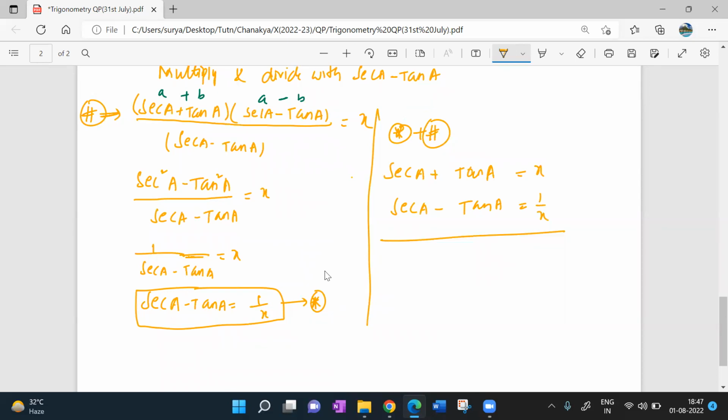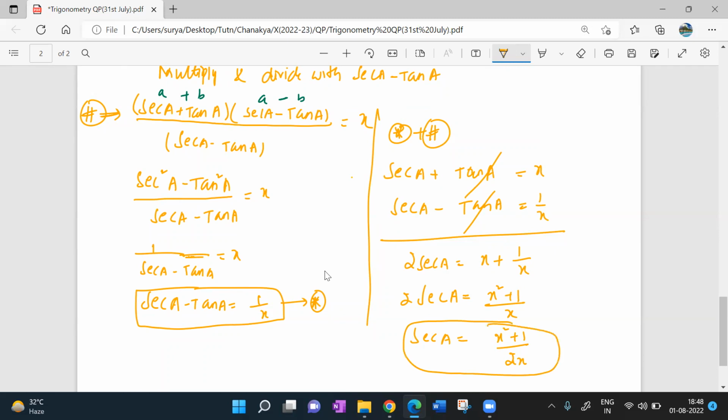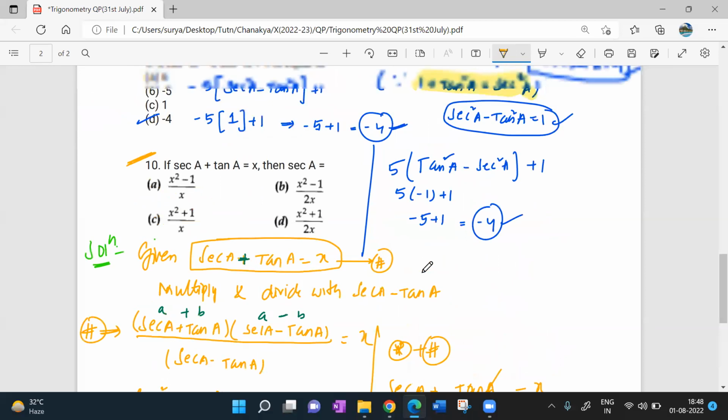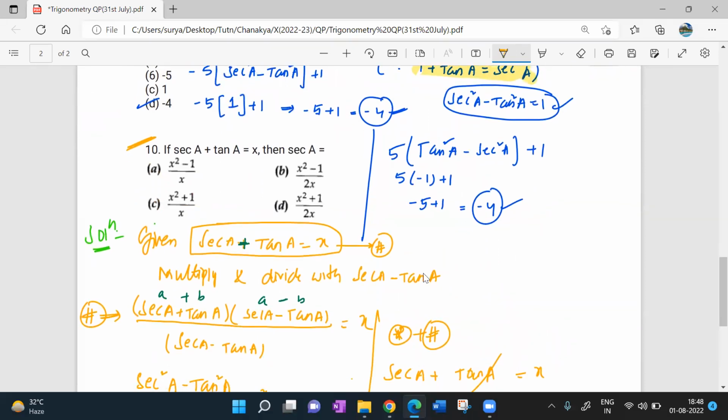Adding these two, what are you going to get now? Tan A minus tan A will get cancelled. 2 times secant A is equal to x plus 1 by x. So 2 times secant A is equal to x square plus 1 by x by taking LCM. Secant A is equal to x square plus 1 by 2 times x. This is the answer of my question: (x square plus 1) by 2x. Option D is correct. Any doubts, guys?